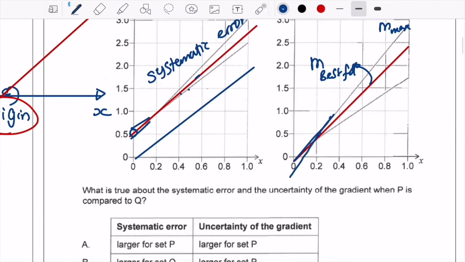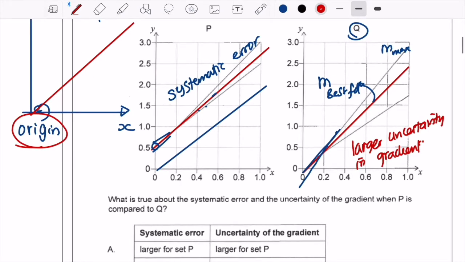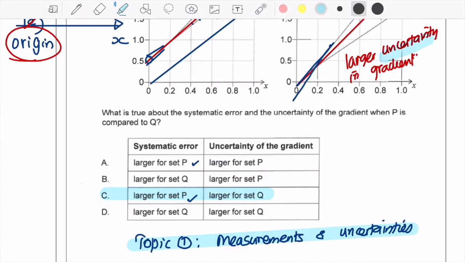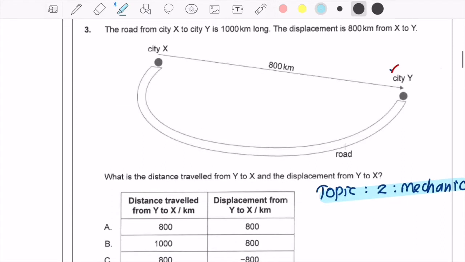So the Q has a problem, larger uncertainty in gradient. They have two different problems. P has a systematic error, the graph has moved to one side, and Q has more scattering of the points, so the uncertainty of the gradient is larger. So answer is C.